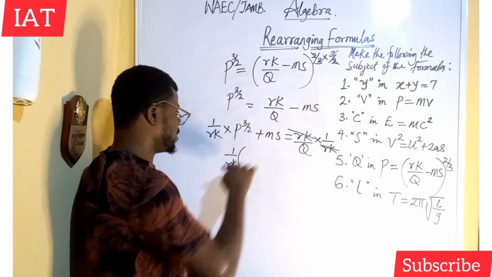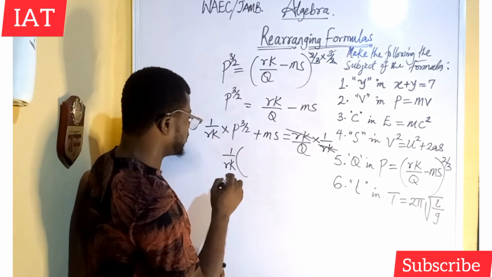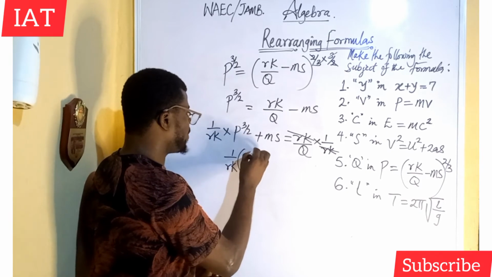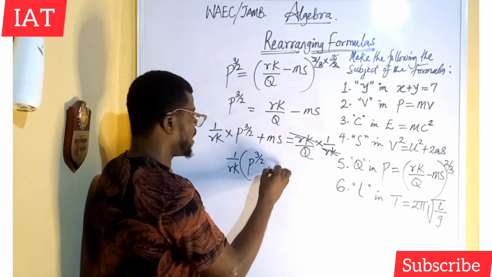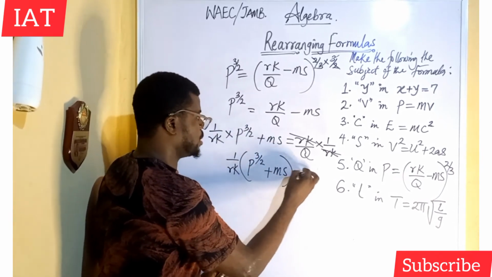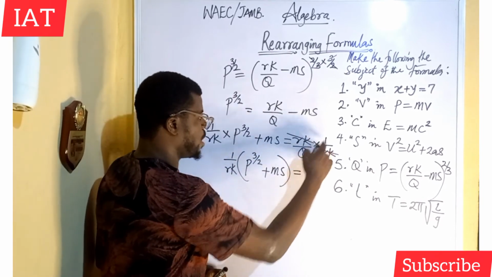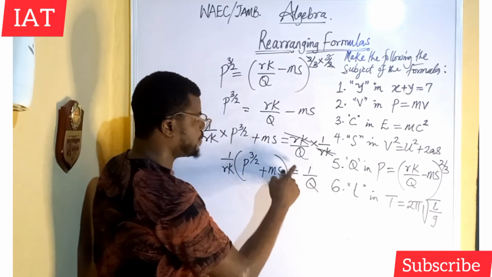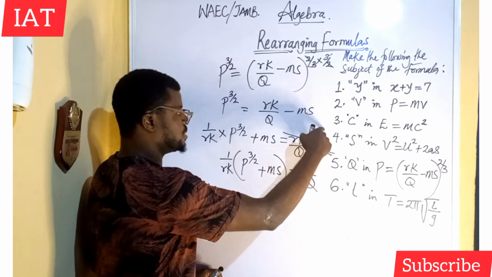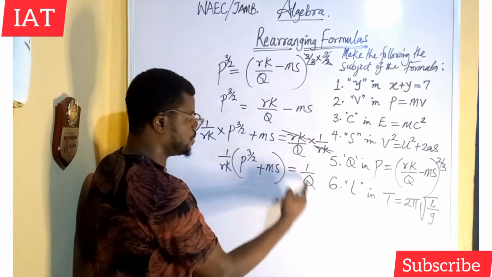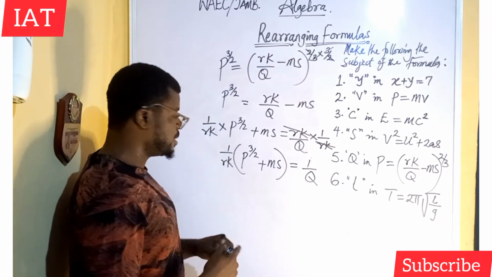I prefer using a parenthesis than using the multiplication. They are the same. So we have p to the power of 3 over 2 plus ms equals 1 over q. After you would have cancelled out this, what is left on the numerator is 1, the denominator is q. Alright, that is simple. This is the last step.